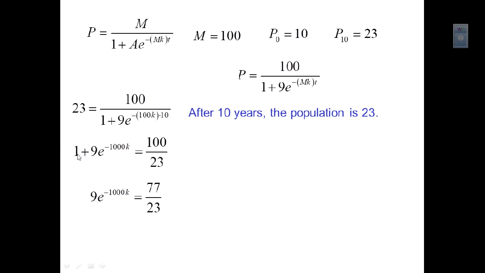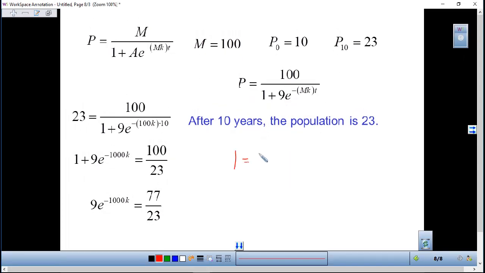All right, and then of course you can move that 1 over by subtracting 1 from both sides. If you get 100 over 23 minus 23 over 23, you're going to get 77 over 23. Okay, so don't forget, 1 equals 23 over 23. So you get 100 over 23. When we subtract that 1 over here, we subtract it as 23 over 23. So that's where the 77 over 23 comes from.